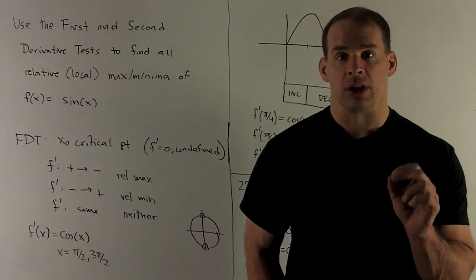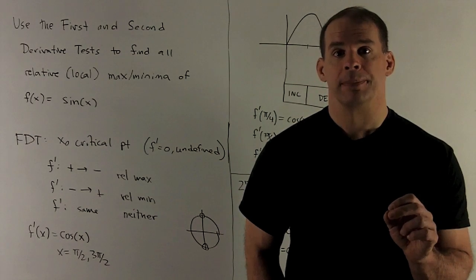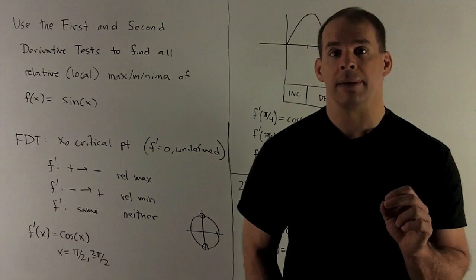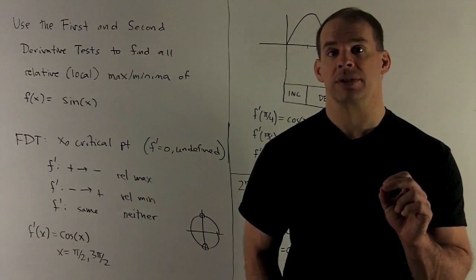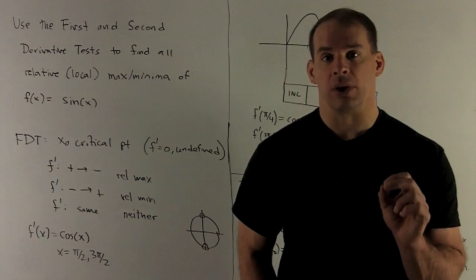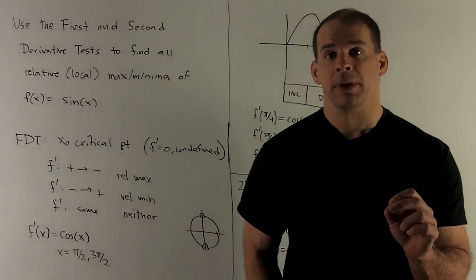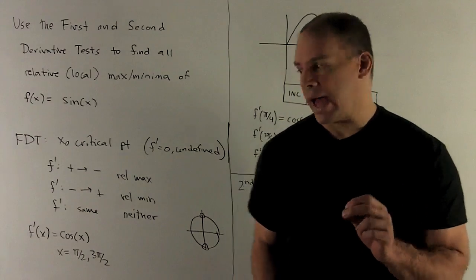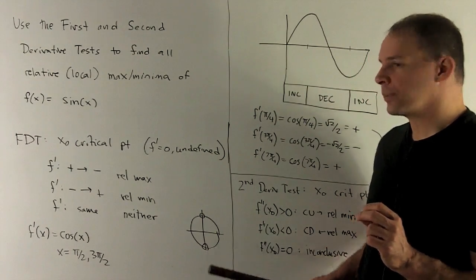So let's take a look at what happens with sine. We take the derivative of sine. It's going to be cosine. We set that equal to 0 so that we can find critical points. Where's the cosine equal to 0? Cosine is going to be the x value in the unit circle. So the x value is going to be 0 at the angles pi halves and 3 pi halves.